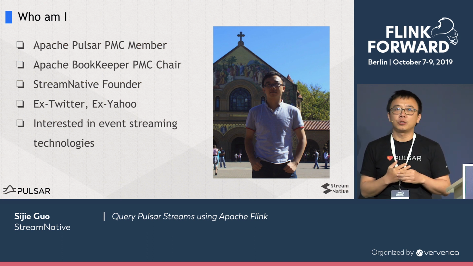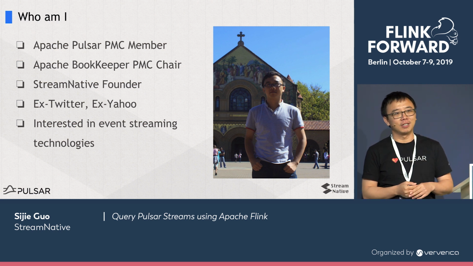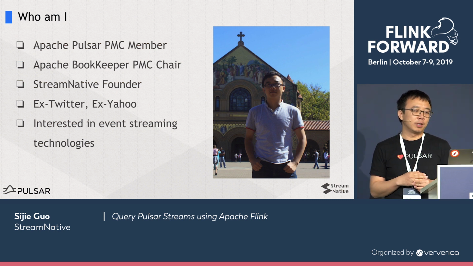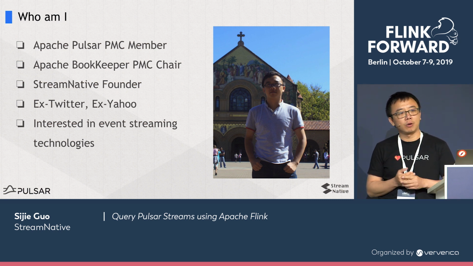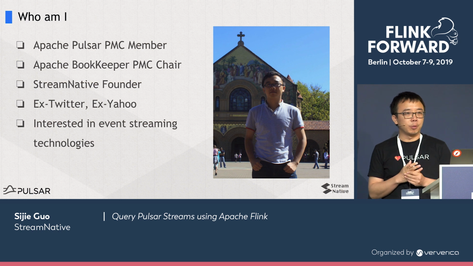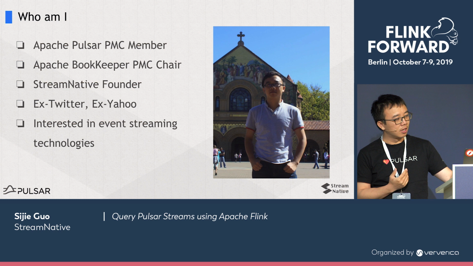BookKeeper is a sub-project, I would not say. It used to be a sub-project of ZooKeeper. It kind of came out of ZooKeeper. And the aim of BookKeeper is building a scale-out log storage, and Pulsar is using BookKeeper as its messaging storage. I used to work for Twitter and Yahoo before, and I'm interested in any event streaming technology.